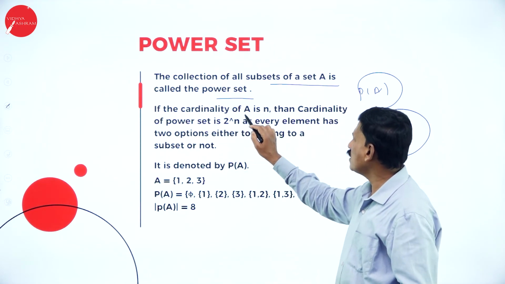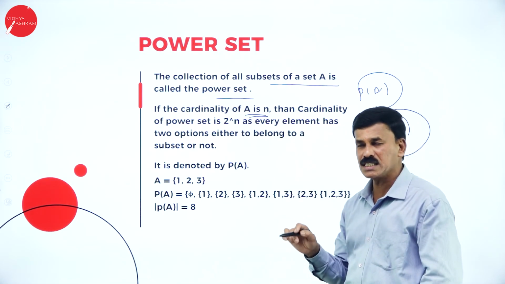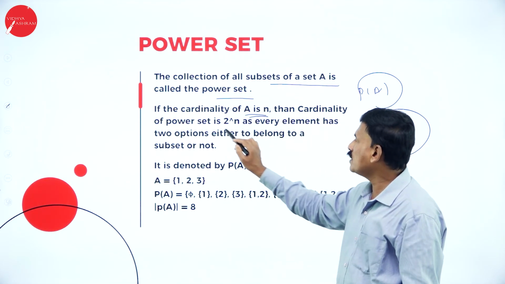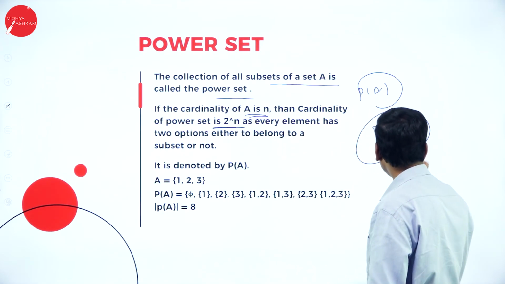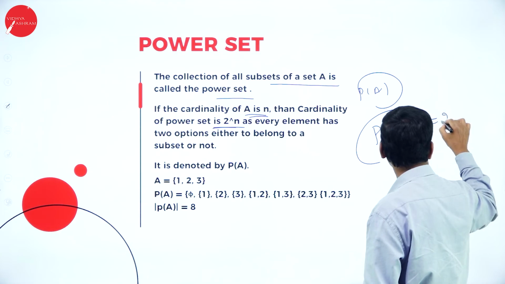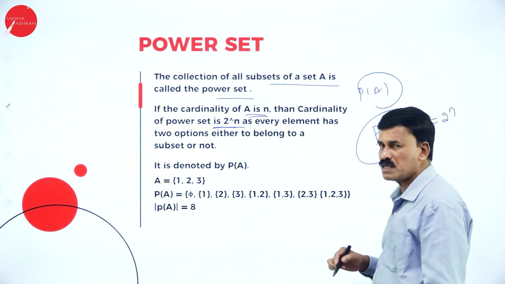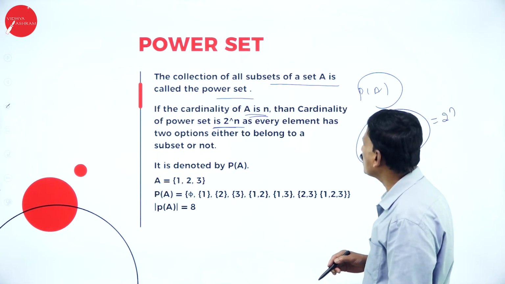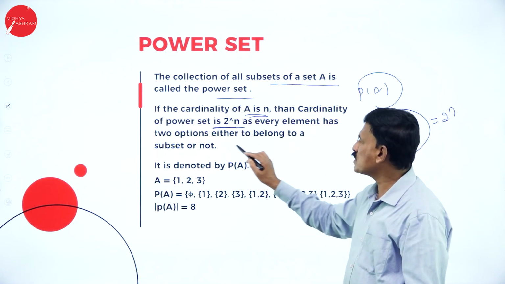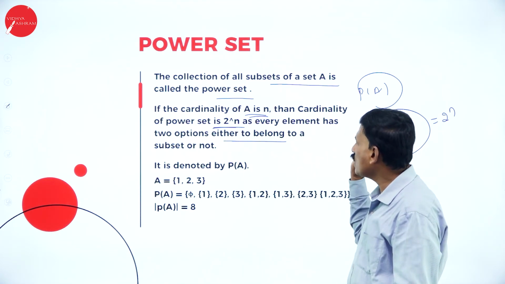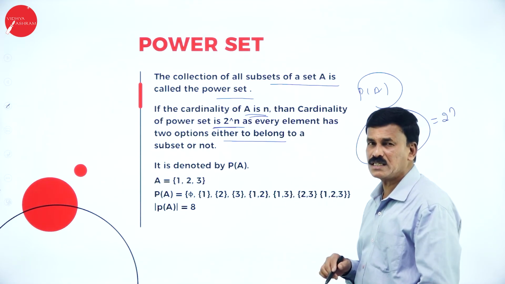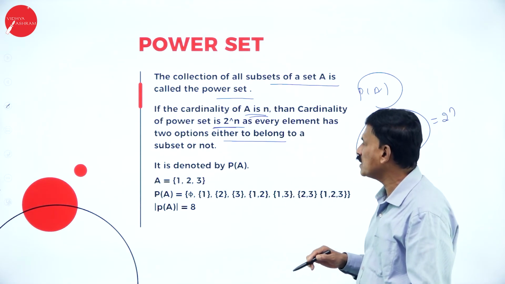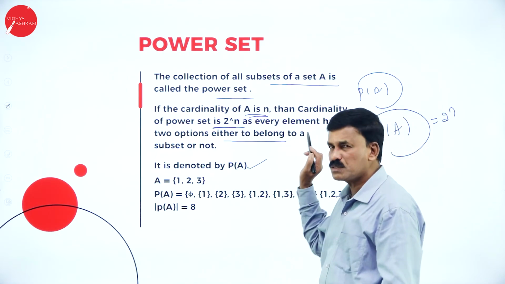If the cardinality of A is n, that is, if A contains n number of elements, then the cardinality of the power set, the number of elements in the power set, is 2 to the power of n, as every element has two options: either it belongs to a subset or not. So, the cardinality of P(A) is equal to 2 to the power of n, and the power set is denoted as P(A).